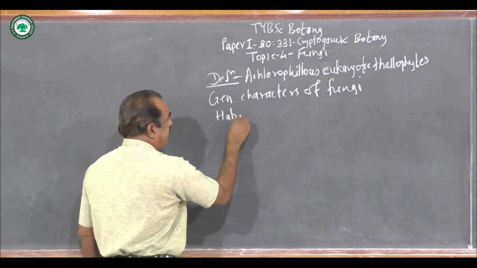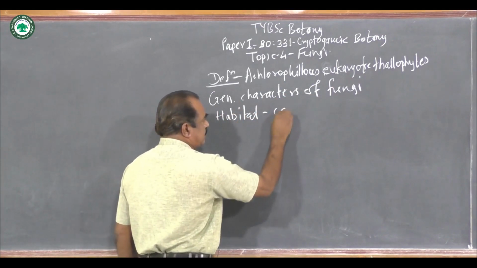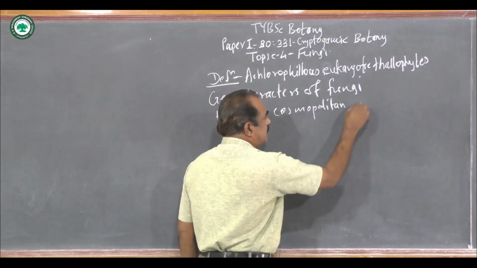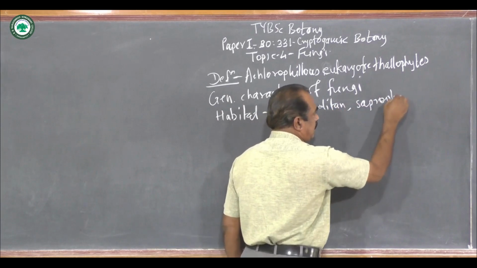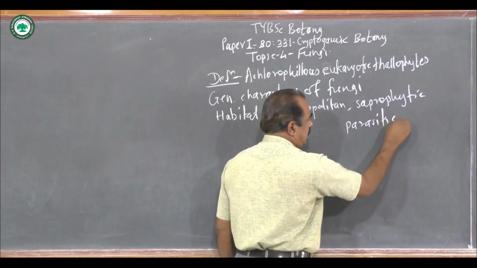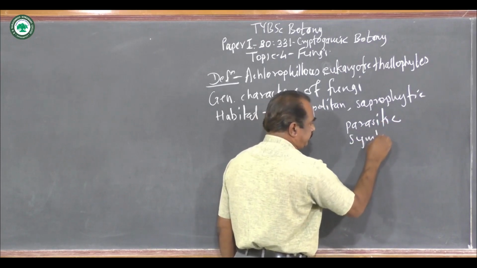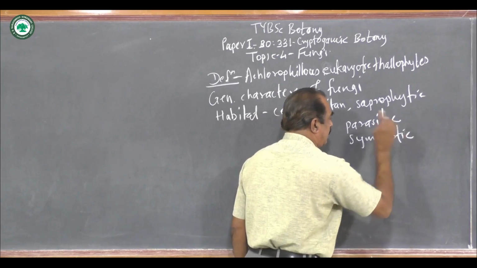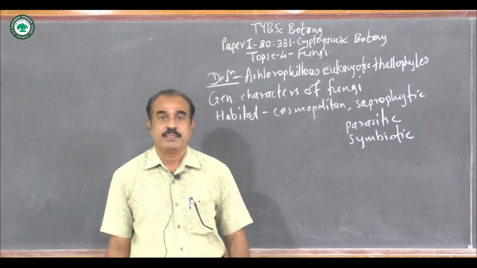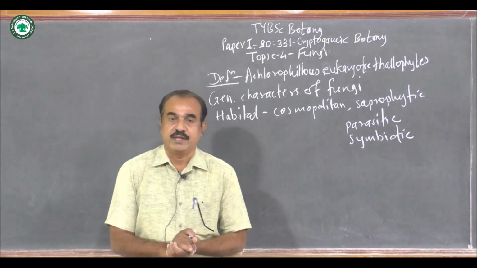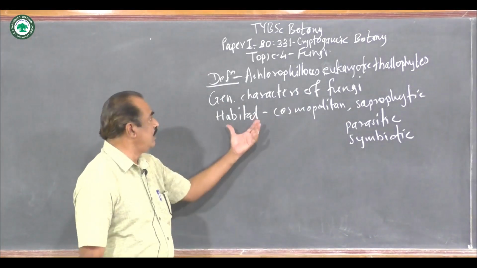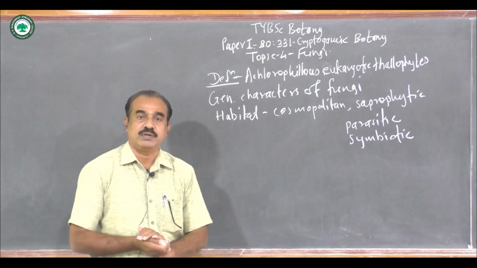So first, that is the habitat. Cosmopolitan, saprophytic, parasitic are there, and symbiotic. So this is about the habitat, that means where these fungi are found, and they are cosmopolitan in distribution. They are found everywhere in each and every type of the climatic condition. So they are called the cosmopolitan in distribution or in occurrence.